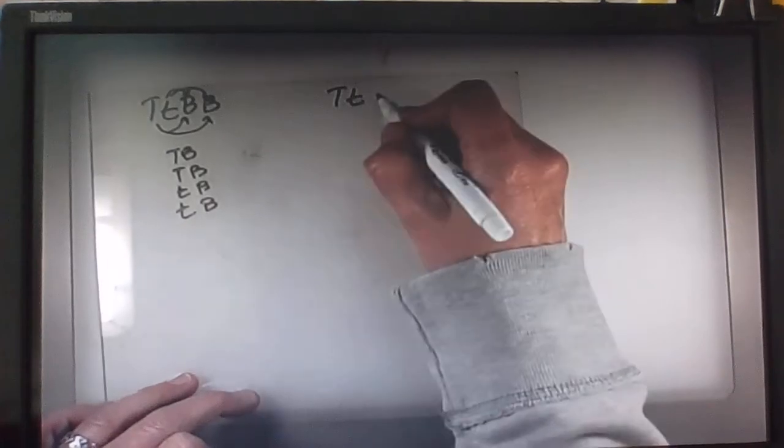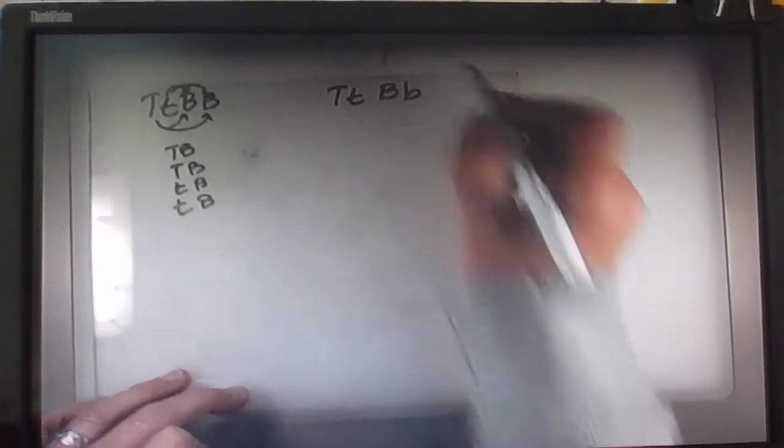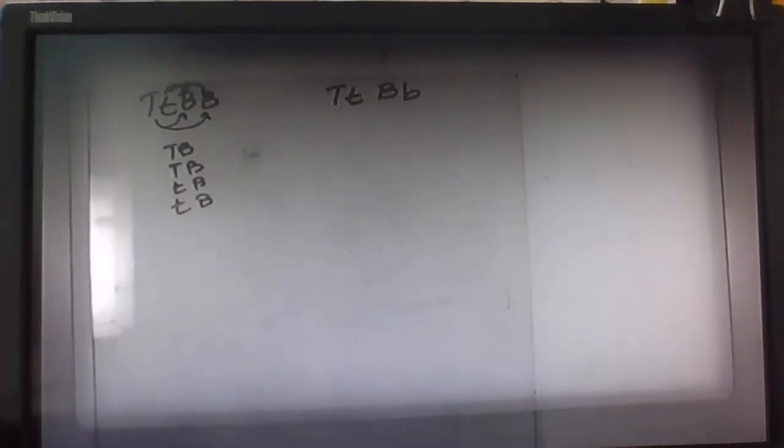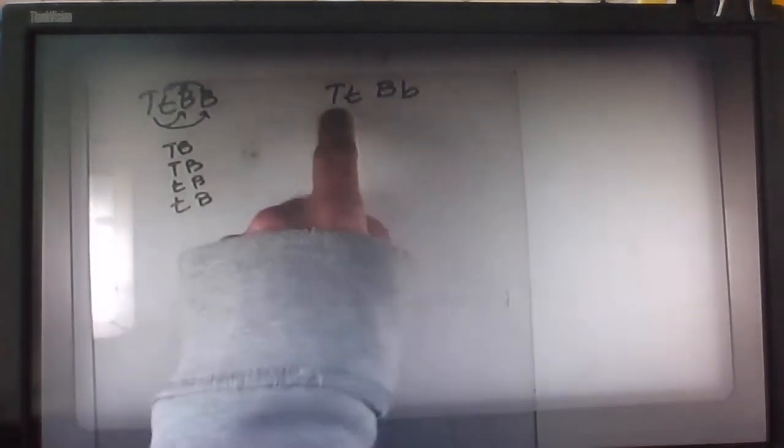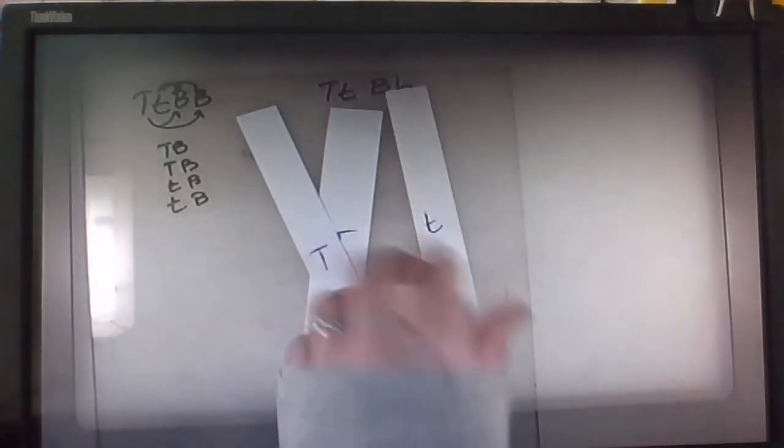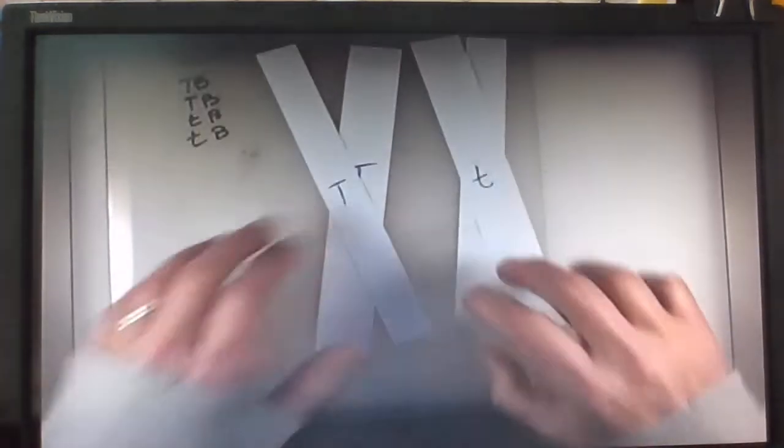What if we've got capital T, lowercase t, capital B, lowercase b. Now we've got heterozygous. So this individual right here, that's my capital T's. That's my lowercase t's. Now I've got capital B's and lowercase b's.